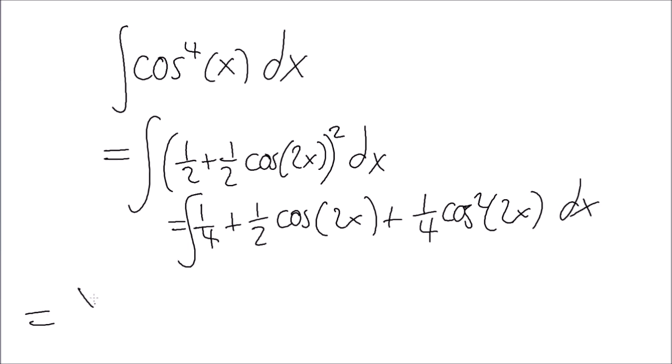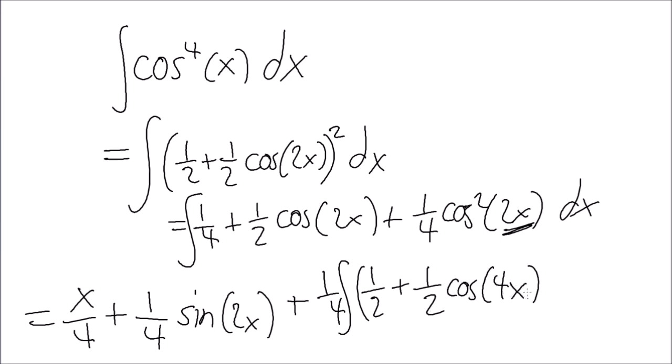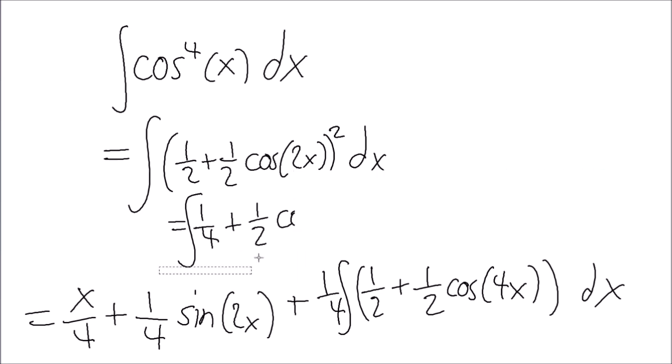So this becomes x over 4 plus 1/4 of sine 2x. So I just want to integrate all of that, and then we're left here with 1/4 integral cosine square. We use the same trig identity, except that this is 2x, so now we're going to turn it into terms of 4x. So now it's 4x, because we double it. I just need more room.